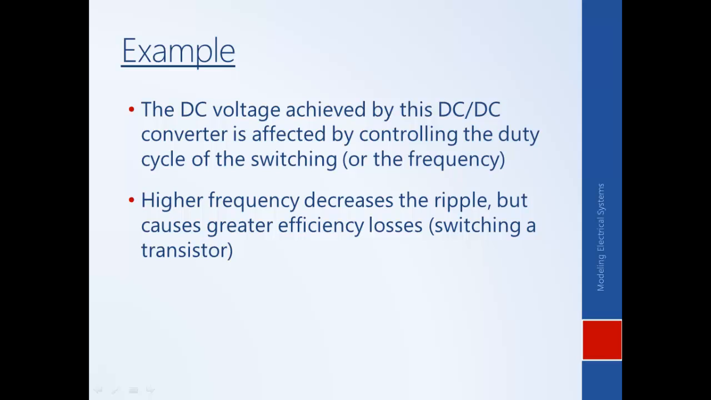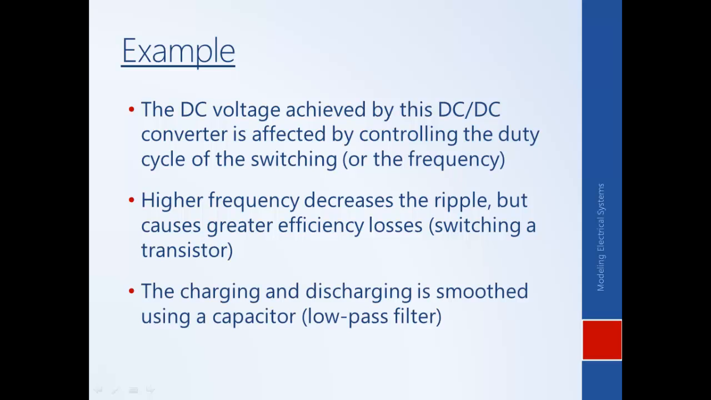Using a higher frequency gives us a smoother output, but at the cost of greater efficiency losses. Every time you switch the transistor, there are efficiency losses. And in practice, the output is smoothed by using a capacitor, which acts like a low-pass filter. And so we're just glossing over some of these practical considerations, but if you take a course in power electronics, you will get to understand these elements in much greater detail.